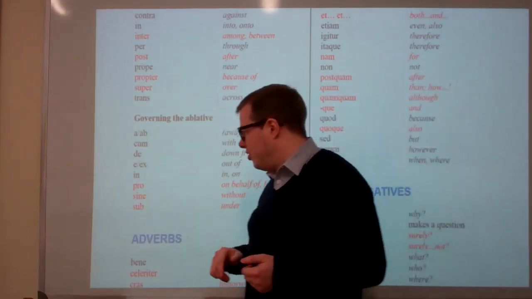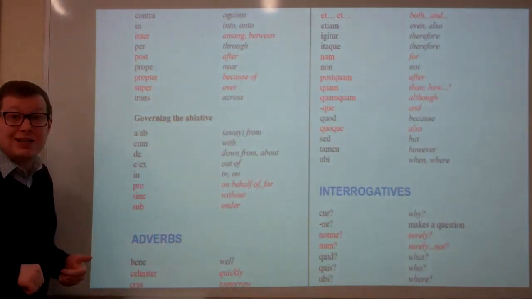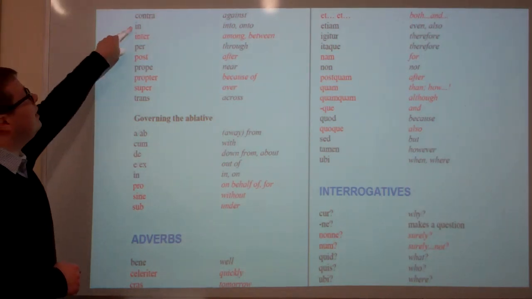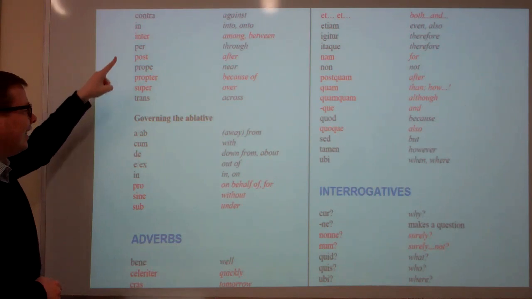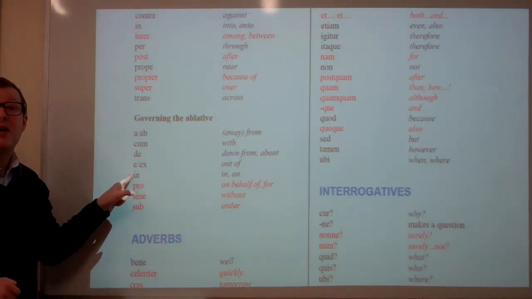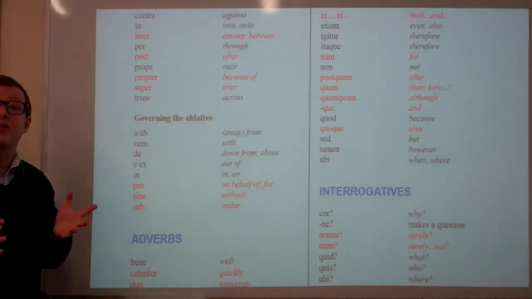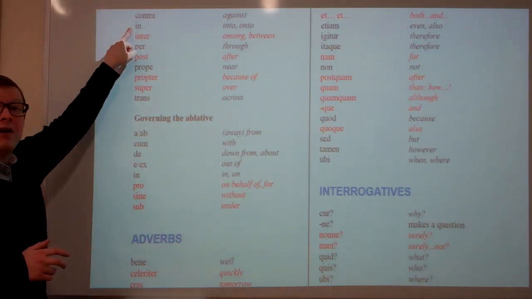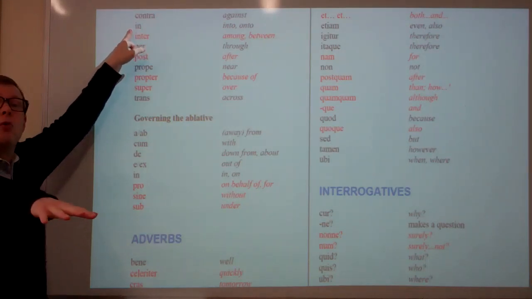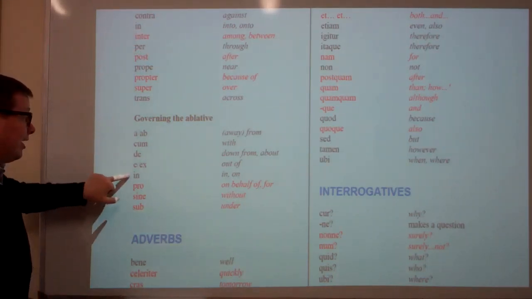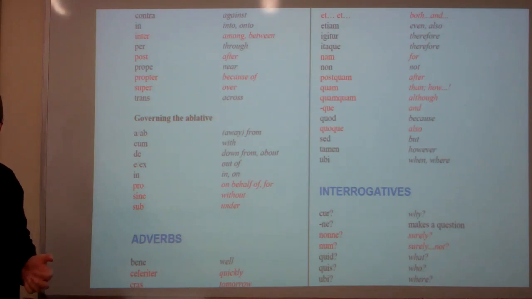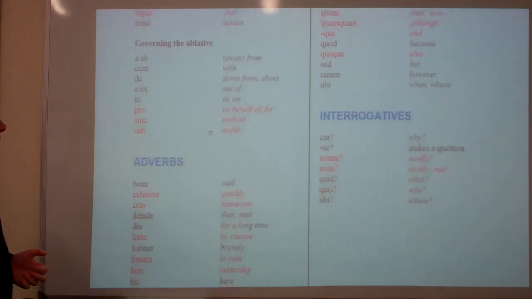One final point on prepositions. You may have noticed, if you're particularly eagle-eyed, that the word in comes up twice. In followed by the accusative, and then in followed by the ablative. It can take either case, and it has different meanings depending which case it takes. In with the accusative has a sense of motion, into or onto, while in with the ablative, a sense of location, in or on.